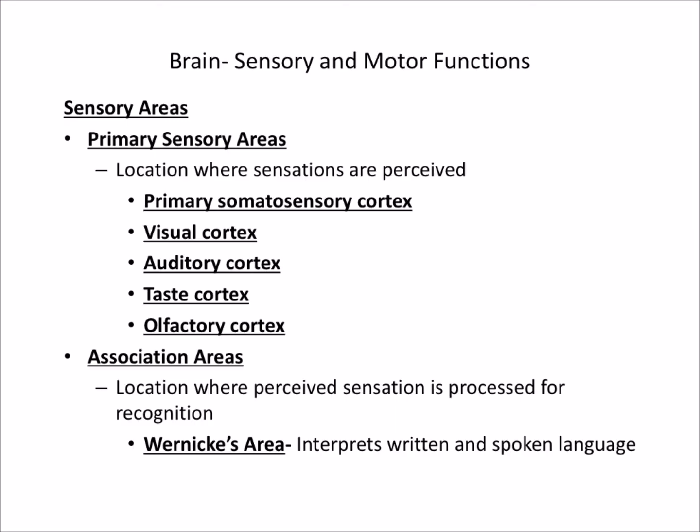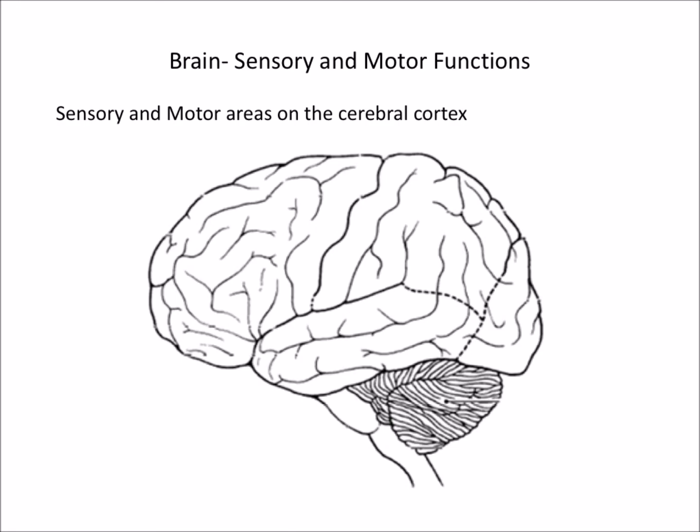On this diagram, we're going to identify the different sensory and motor areas of the cerebral cortex. The primary motor cortex lies just in front of the central sulcus. Just inferior to the primary motor cortex is Broca's area. And in front of the primary motor cortex is the premotor cortex. And in front of the premotor cortex is the prefrontal cortex.